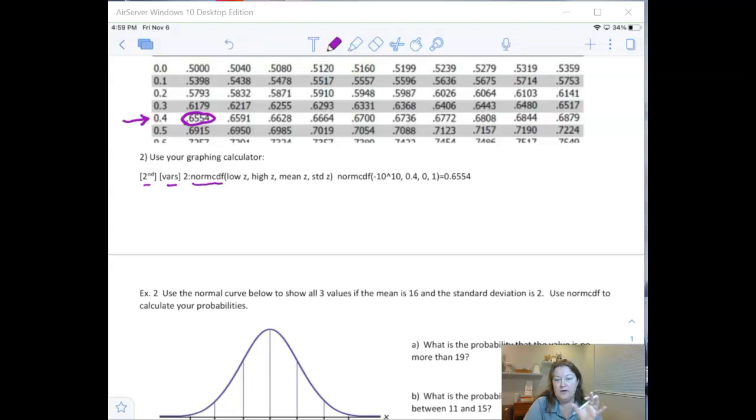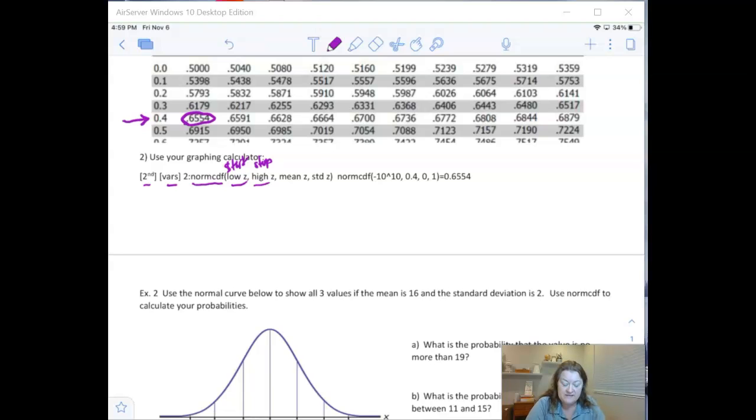Meaning we're going to add up a whole bunch from here until there. And then we put in whatever our low z value is, then our high z value. So like start here and then stop here. And we always do it in number line order, so it's always lowest first.